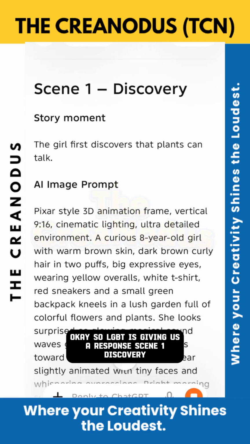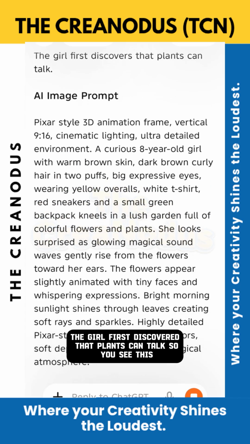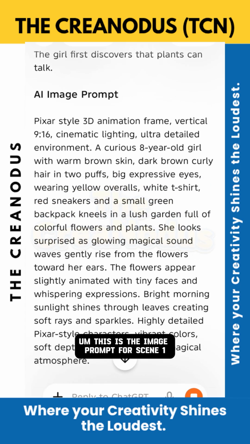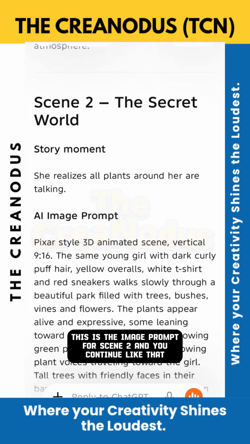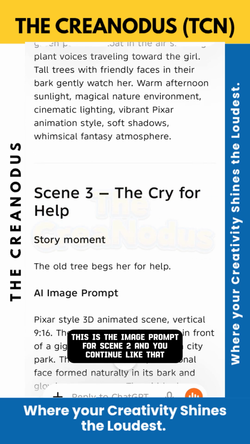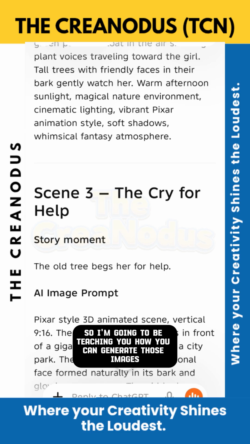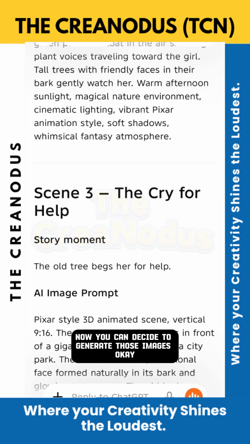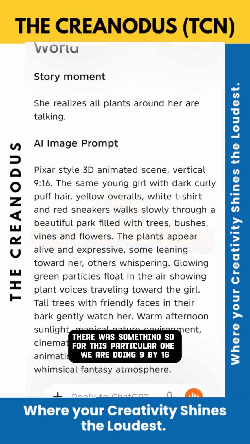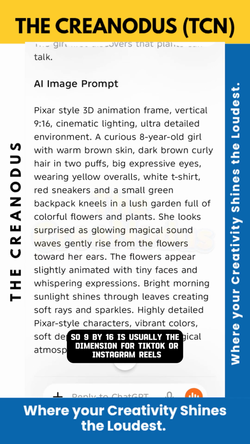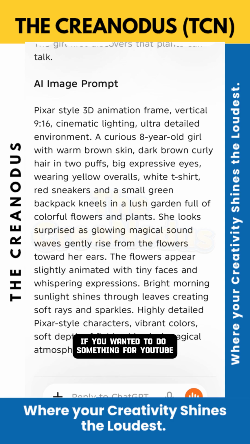Okay, so ChatGPT is giving us a response. In scene 1, discovery, the girl first discovered that plants can talk. So you see this, this is the image prompt for scene 1, this is the image prompt for scene 2, and you continue like that. So I'm going to be teaching you how you can generate those images. For this particular one, we are doing 9:16. So 9:16 is usually the dimension for TikTok or Instagram Reels. If you wanted to do something for YouTube, then you will switch your 9:16 to 16:9.